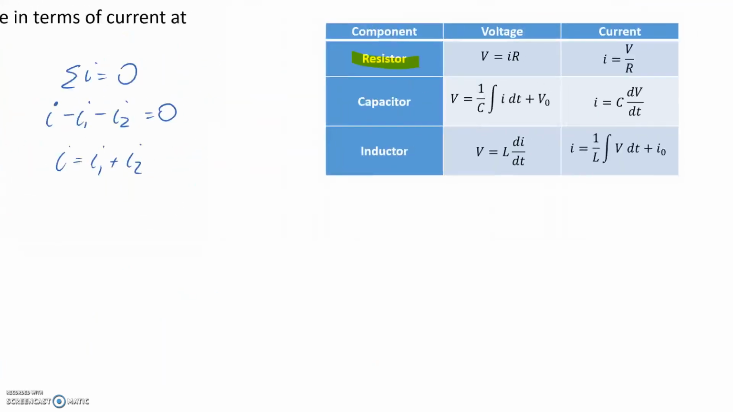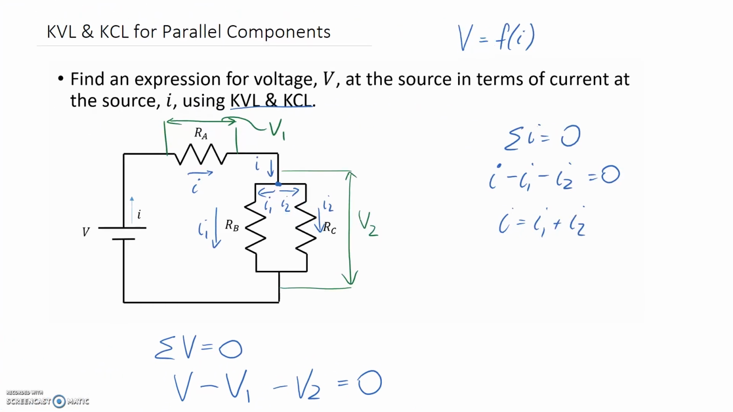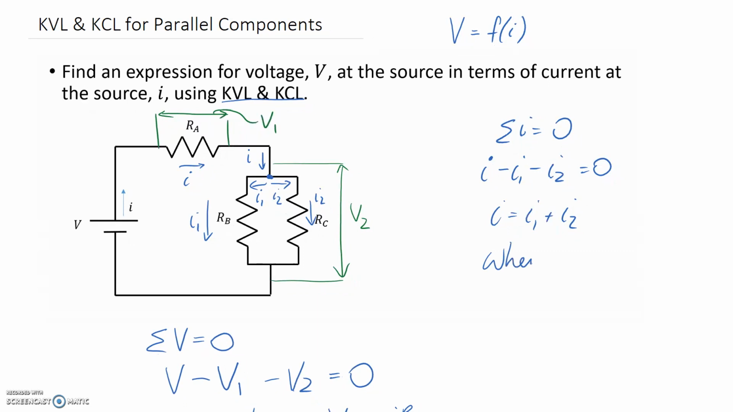So if we go back to this cheat sheet, what we can see is that for a resistor, the current going through it can be rearranged to V on R. Alright, so let's look at I1 then. We know it's equal to V on R. So we just need to put the right notation on here. I1, the voltage drop across this resistor is equal to V2, so that's going to be the subscript, and the resistance is going to be RB.